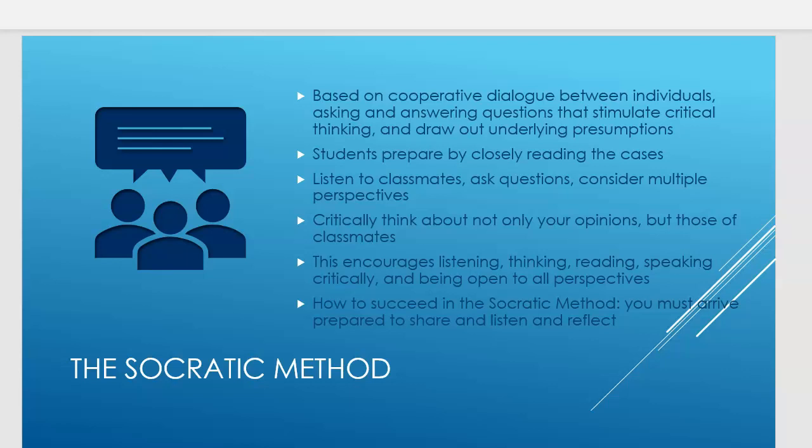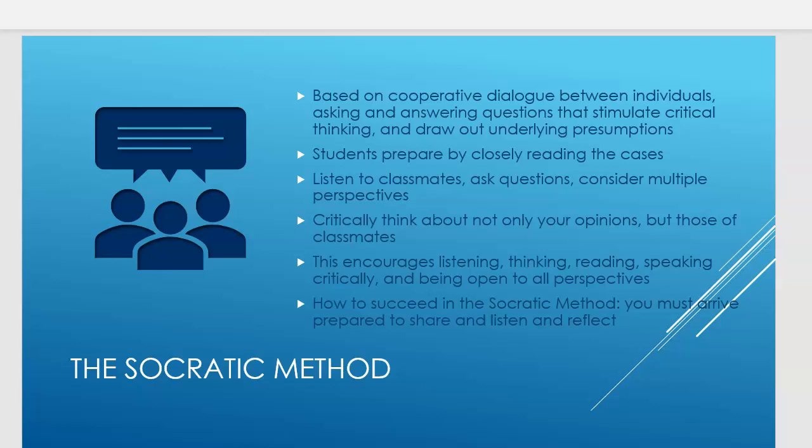You are to listen deeply and actively to your classmates, ask questions, and this is most important, have an open mind to consider multiple perspectives. Critically thinking about not only your opinions, but those of your classmates and peers. So the Socratic method encourages listening, thinking, reading, speaking, and being open to all perspectives.